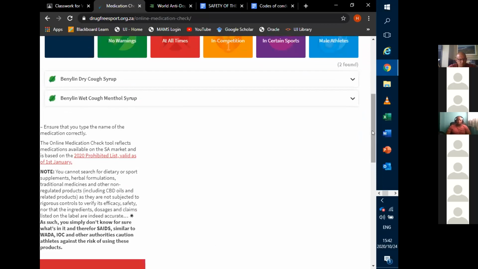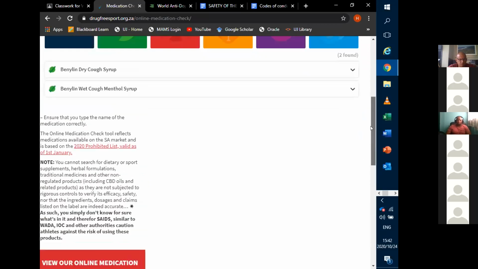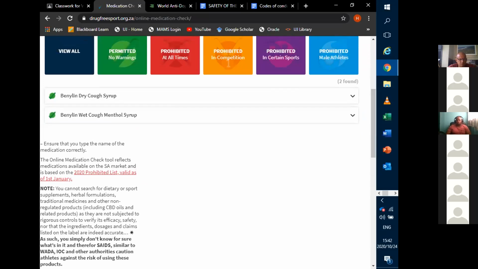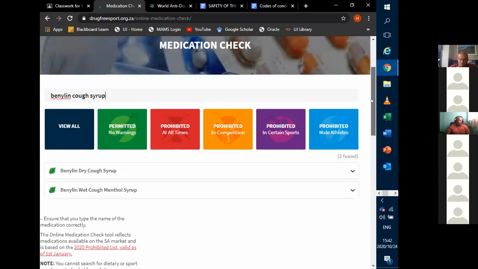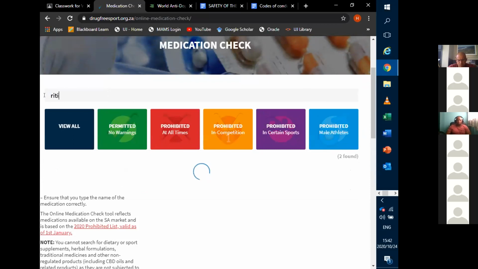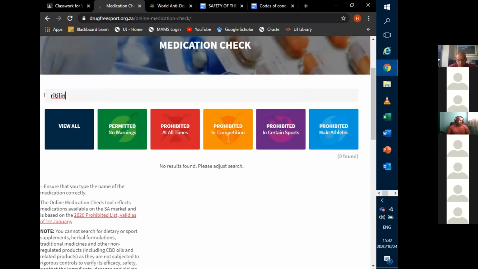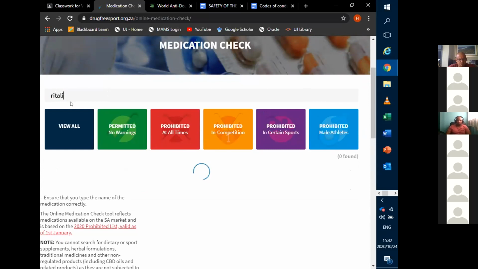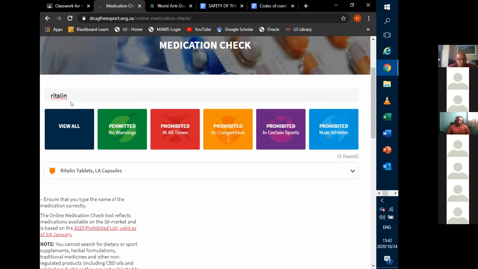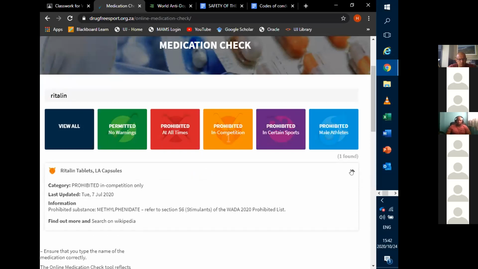The other thing I just want to go. Heather? Yes? Before you move off there, type in Ritalin. R-I-T-A-L-I-N. There we go. It's yellow, so it's prohibited in competition. And those are the capsules.